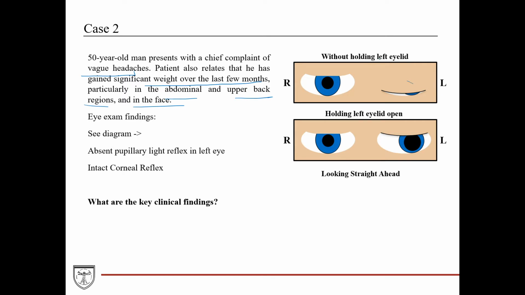So this is without holding the left eyelid. And so you can see he's got kind of significant drooping of his eyelid here. And then if you hold his left eyelid open, if we look at his eye here, it's kind of pointing down and out. And then if you look at his pupil, his left pupil is much more dilated than his right. And this is when looking straight ahead. So he's got absent pupillary light reflex in the left eye. That's not surprising. He's essentially got a blown pupil here, but intact corneal reflex.